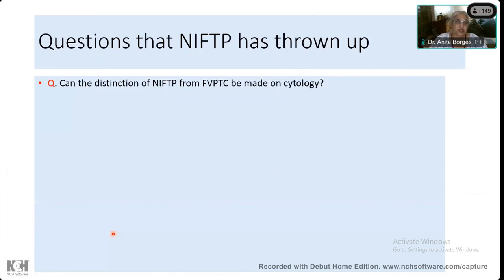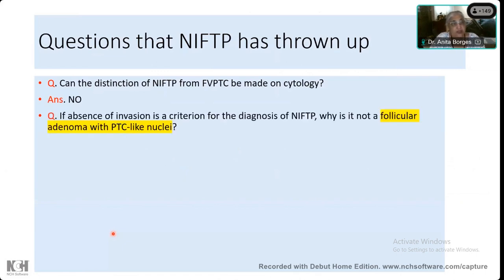So can I make the distinction between nuclear features between NIFTP and FVPTC? The answer is no, you can't do it. So this is one big problem with a cytological diagnosis. If the absence of invasion, and this is non-invasive, please mark my words, is a criterion for the diagnosis of NIFTP, why aren't we calling it a follicular adenoma with papillary thyroid nuclei? We should, but we are not calling it that.